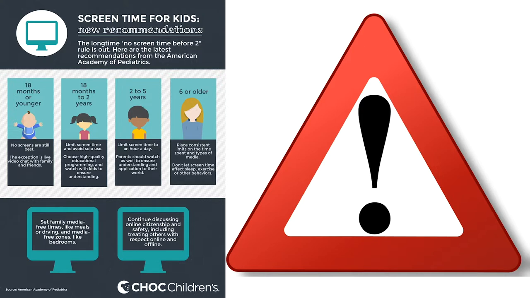18 months to 2 years, again, we don't need to worry so much, but this is where we should be limiting screen time and avoiding solo use. When children are looking at screens, they should be doing it together as a family, or maybe communicating with friends and family by FaceTime, things like that. Once we get into 2 to 5 years, we want to keep the screen time down to about 1 hour a day, and then once they get 6 or older, we want to start placing consistent limits and not letting screen time affect things like sleep and exercise and other behaviors.